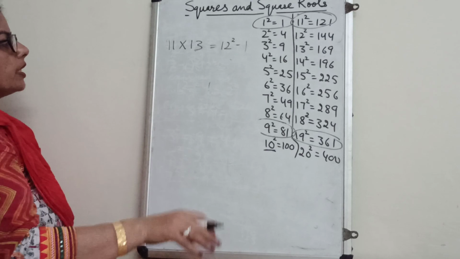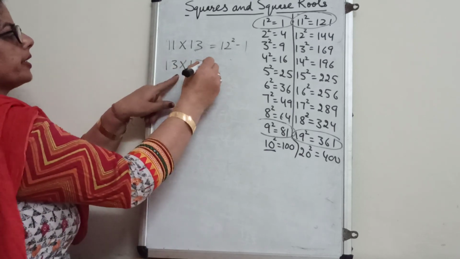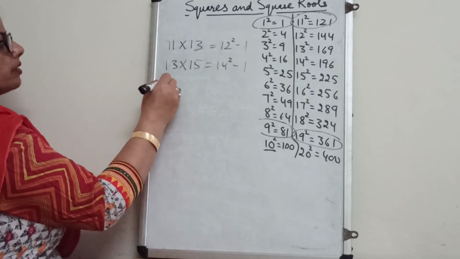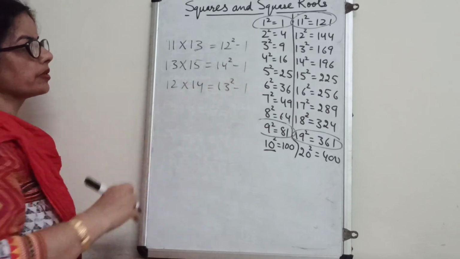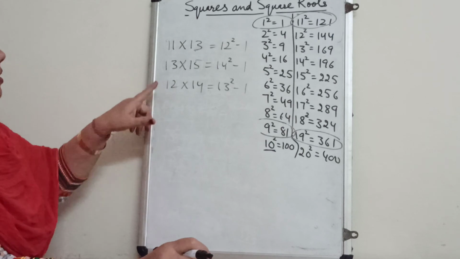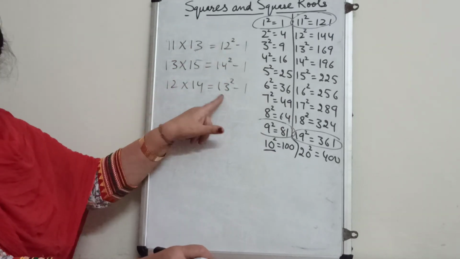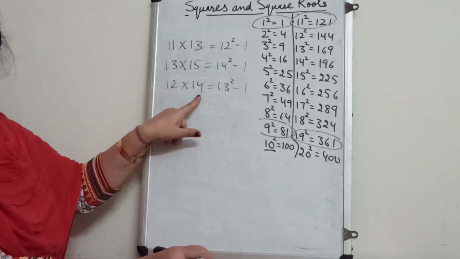Now 13 into 15. These are odd numbers. We can write it as 14 square minus 1. If you write 12 into 14, then 13 square minus 1. So in this way we can write the product of two odd or two even numbers in this form, if they are consecutive odd or consecutive even.